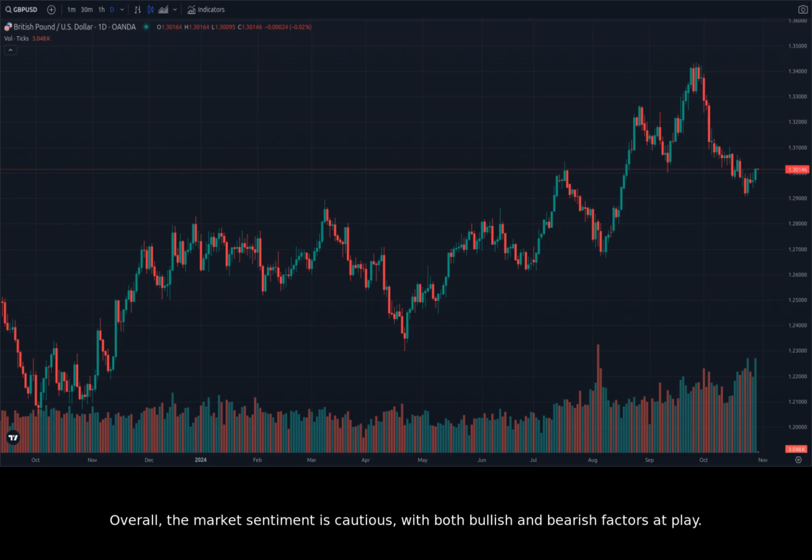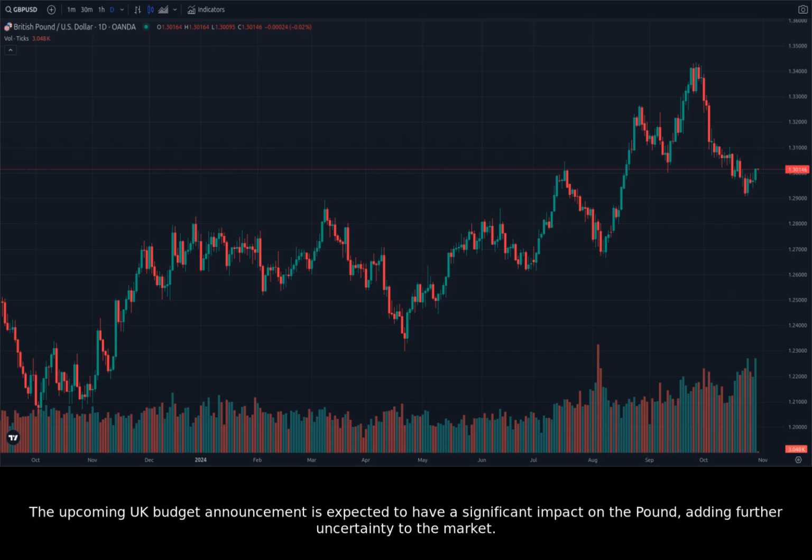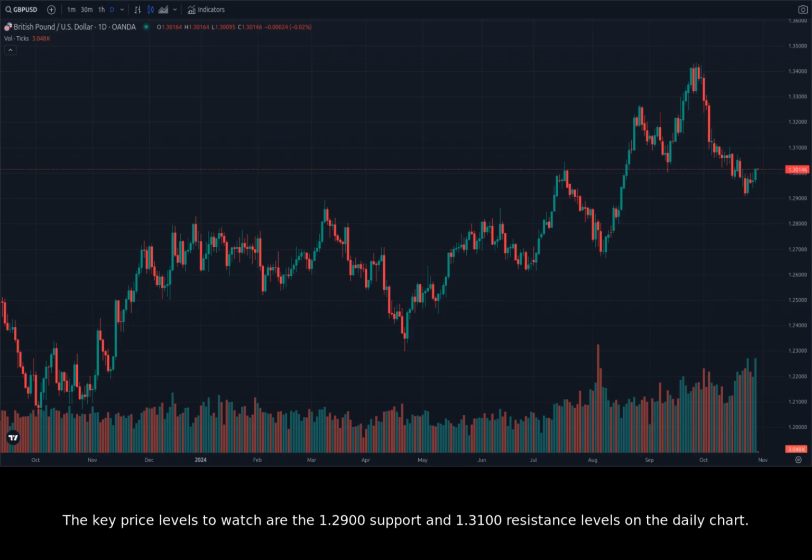Overall, the market sentiment is cautious, with both bullish and bearish factors at play. The news is mixed, with both positive and negative developments for the pound. The upcoming UK budget announcement is expected to have a significant impact on the pound, adding further uncertainty to the market. The key price levels to watch are the 1.2900 support and 1.3100 resistance levels on the daily chart.